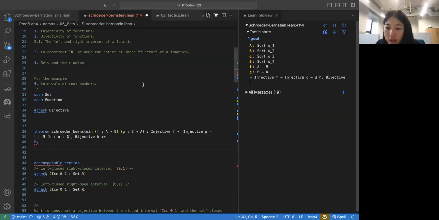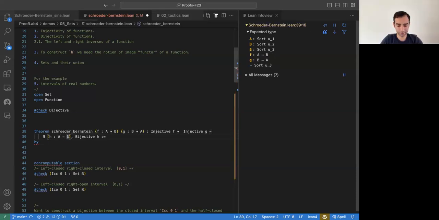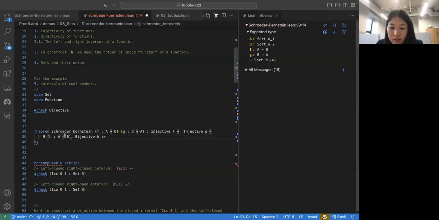Wait, sorry, I think I'm still unclear on the difference between A and alpha and B and beta. Very good question. So I forgot to change this as well. Alpha and beta had no relationship with A and B, and it was just wrong because we could not prove that. But yes, alpha and beta should be A and B. Thanks.